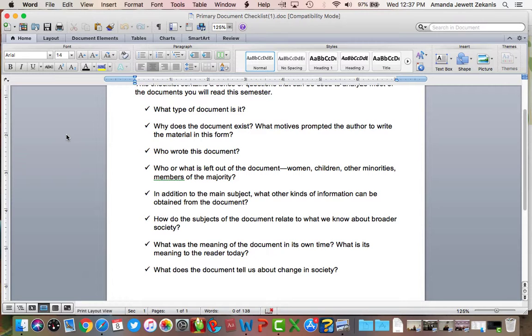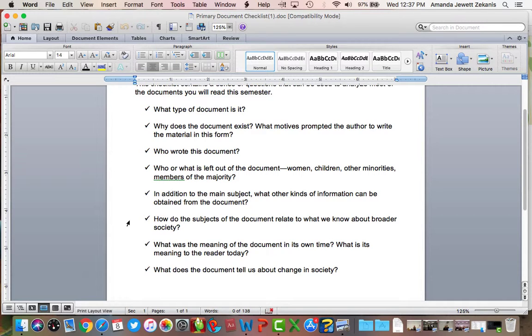Okay, so if you're reading about French farming in the 1600s, again, you might not see children, but you might get that other stuff that isn't the main subject of the document. How do the subjects of the document relate to what we know about broader society? Also a good question. Again, when we're looking at global perspectives, that's a good thing to think about.